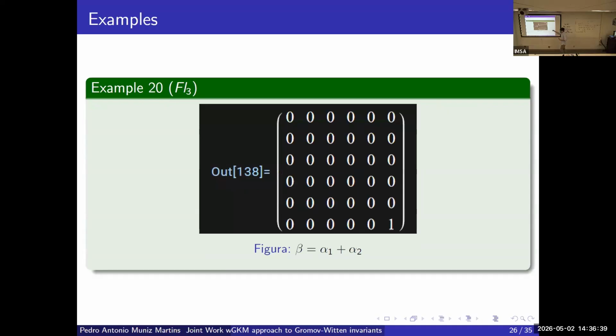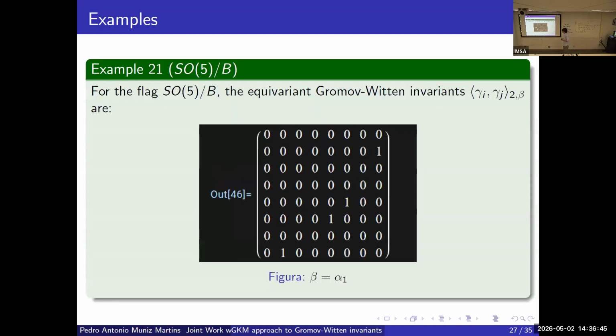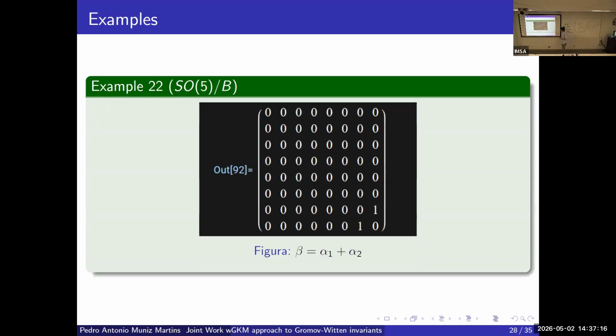Well, this one is the same matrix, but now beta is alpha 1 plus alpha 2. We have a lot of zeros. And this is another example, another flag. This is the maximal flag, which I don't know if you guys know about Dynkin diagrams, but this is the algebra B2. This is the maximal flag. You can think of it as SO5 modulo the Borel subgroup. Again, this is the matrix of two-point correlators. Here, the cohomology is generated by the Schubert cells. And this is the matrix for beta alpha 1 and for beta alpha 1 plus alpha 2.